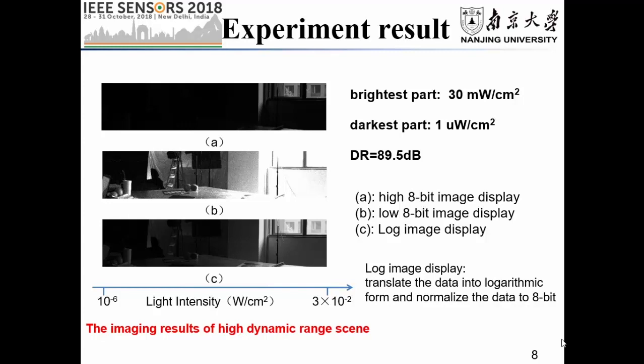It is a high 8-bit image display, and picture B is a low 8-bit image display. We can see that the inside is clear, however, the outside is overexposed. But our SPAD camera does record the high dynamic range information. So we use the log image display, and from picture C we can see both the inside and outside are clear.